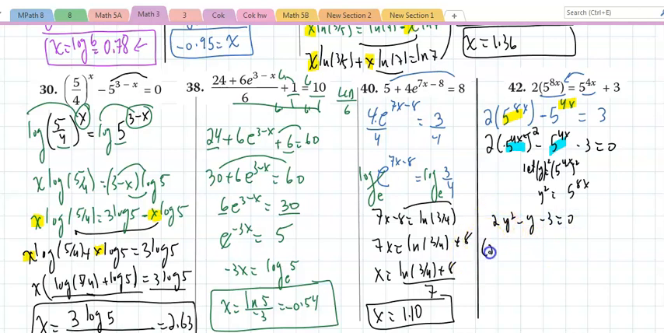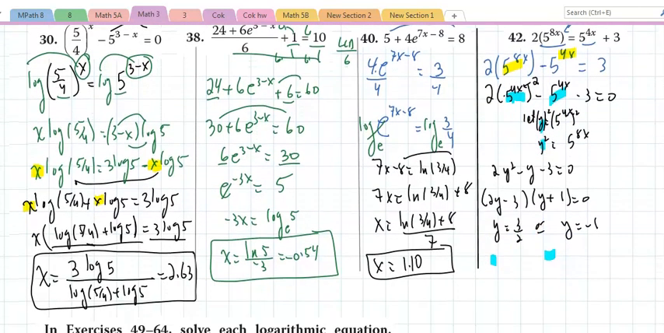Wait a minute, I can factor this. I'm a master in factoring, right? I'm taking college algebra, not beginning, not intermediate, so I could definitely factor this. There it is. So that means y is either 3/2 or y is -1. Well, substitute the exponential back. Wouldn't that say 5 to the 4x equal 3/2 or 5 to the 4x equal -1? An exponential can never ever be negative.